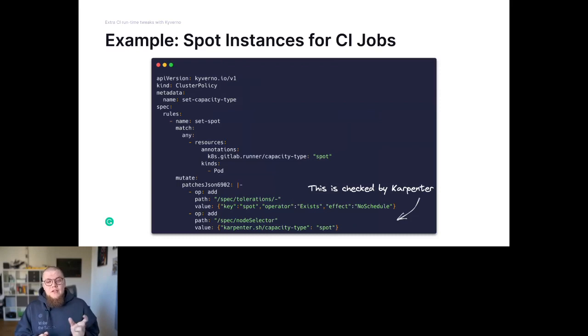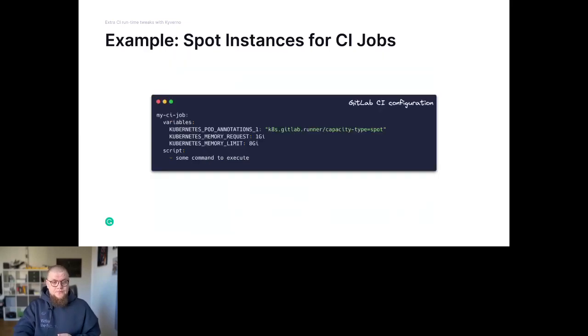GitLab allows setting arbitrary annotations in the CI config. So if we have a capacity type spot annotation, we add tolerations and node selector fields to the pod configuration before it's scheduled. And when it gets to scheduling, Karpenter processes the added fields respectively, and the pod gets placed onto the spot instance. And again, it is much simpler for users.